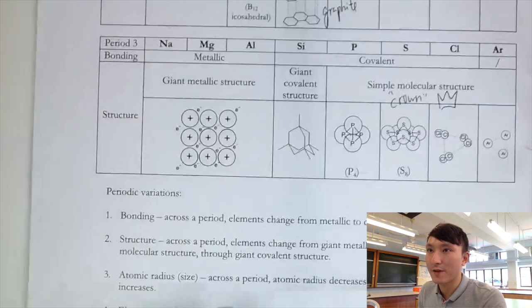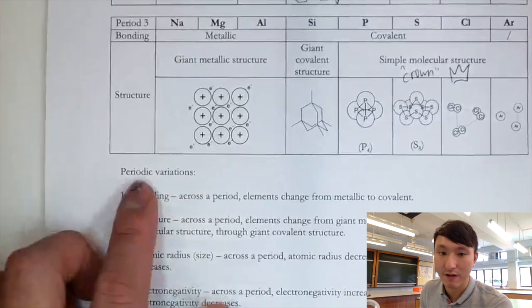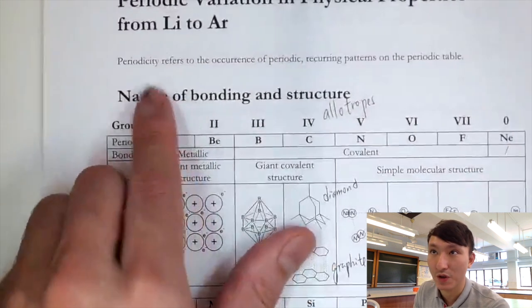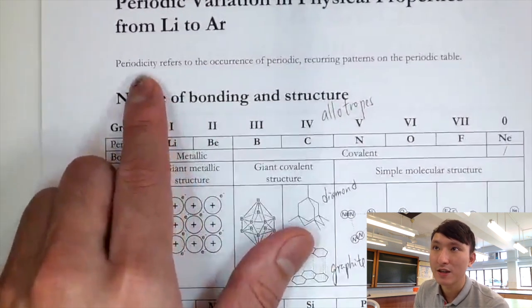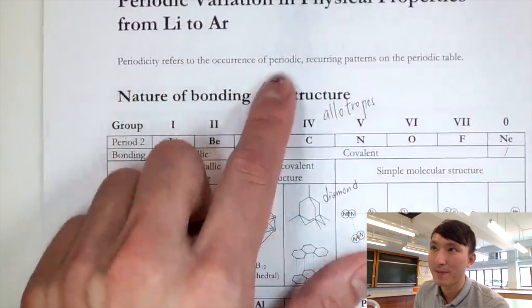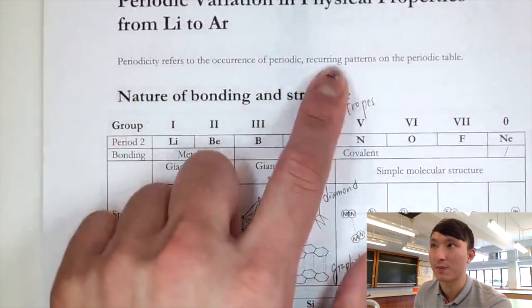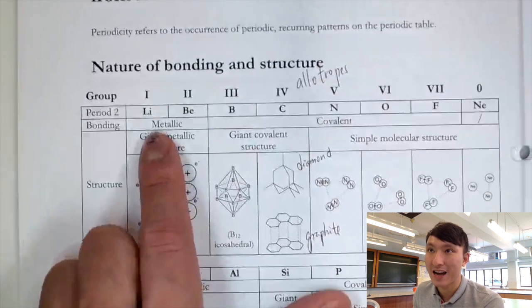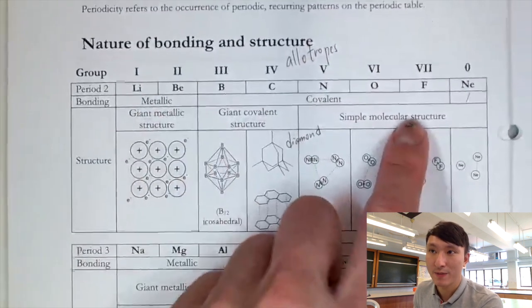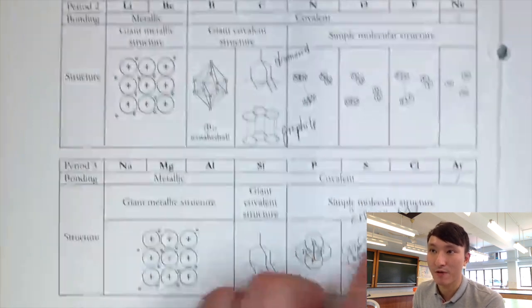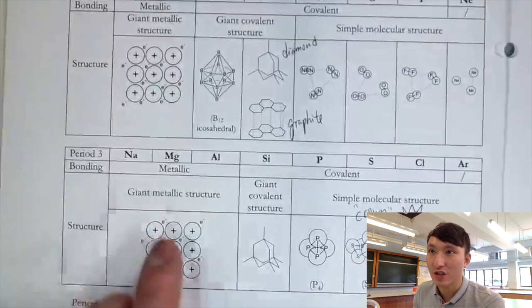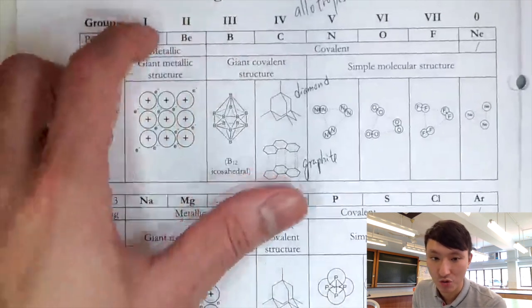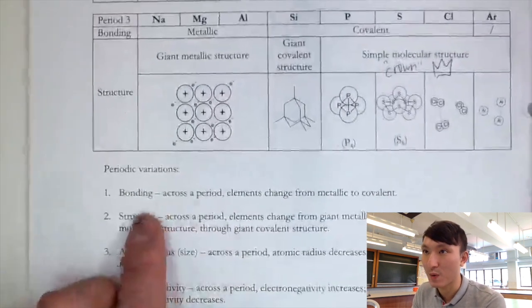Now down here we have some observations, which are the periodic variation. Going back to the first sentence, we have a term called periodicity. That refers to the periodic recurring pattern that we can observe from the periodic table. This pattern can be observed across period 2, and also across period 3 and period 4, etc. Not only across a period, but sometimes we also describe periodicity down the group. So these are what we can observe.